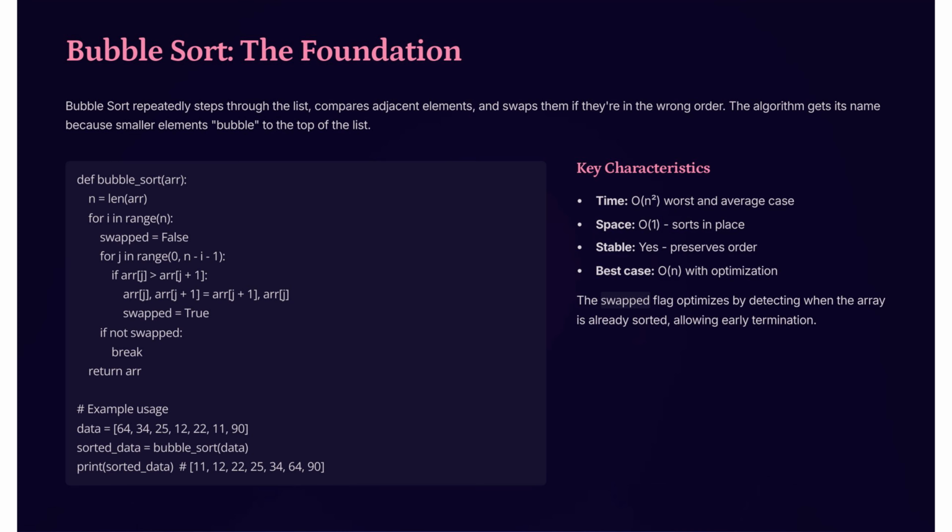Bubble sort is a simple algorithm that repeatedly compares and swaps adjacent elements if they're in the wrong order, allowing smaller elements to bubble to the top. It has a time complexity of O(n²) in the worst and average cases, but can achieve O(n) in the best case with optimization. It sorts in place and is stable.